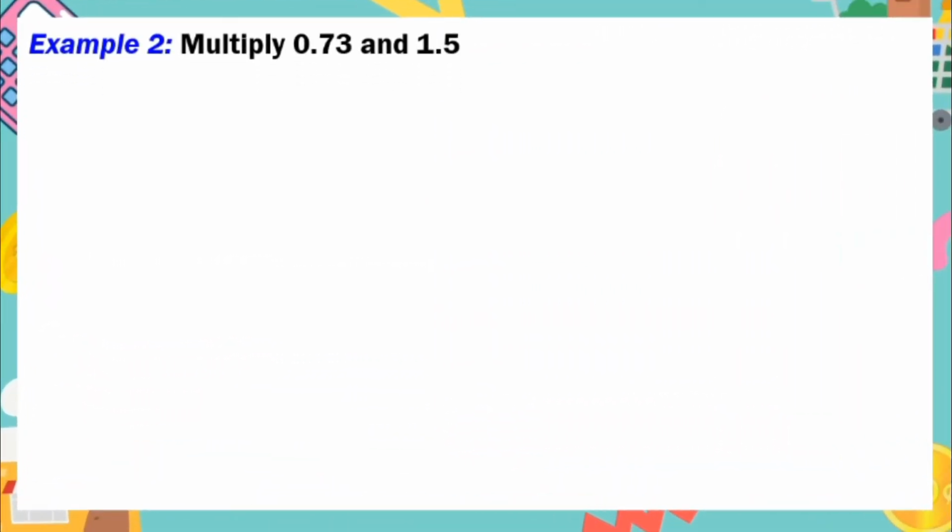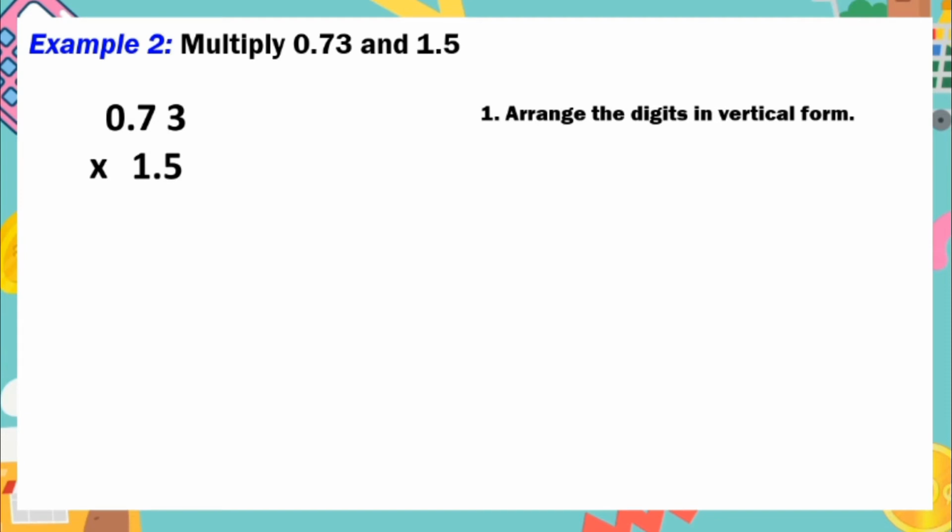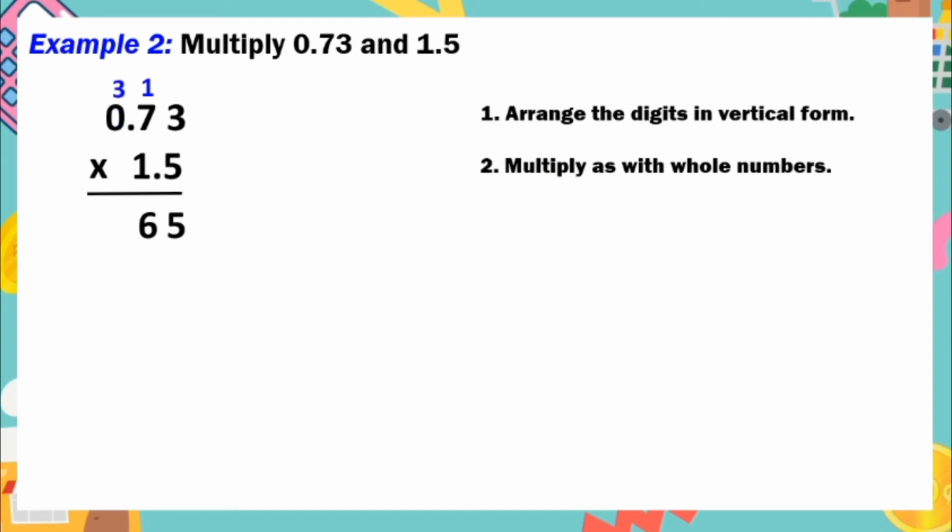Example number 2. Multiply 73 hundredths and 1 and 5/10. Step 1. Arrange the digits in vertical form. We have 73 hundredths multiply by 1 and 5/10. Step 2. Multiply as with whole numbers. We have 3 times 5 equals 15. Then carry 1. Then 7 times 5 is 35 plus 1 equals 36. Carry 3. Then 0 times 5 is 0 plus 3 equals 3.